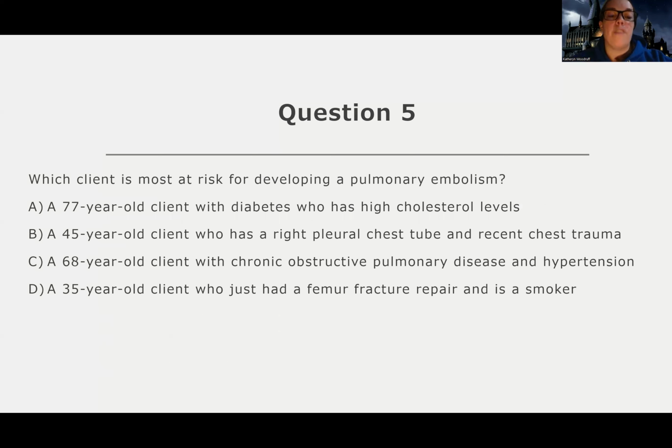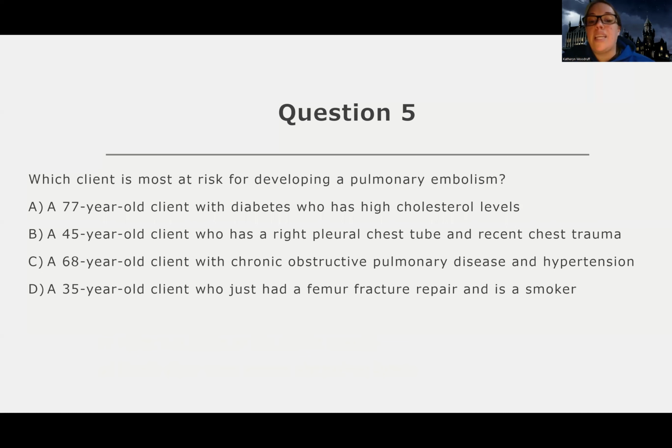All right, so question 5. Which client is most at risk for developing a pulmonary embolism? When you do at-risk questions, you need to count the physical number of risk factors that a patient has and see who has the most. So the first one, I'm looking at age. Is age a risk factor for pulmonary embolism? To my knowledge, it's not.